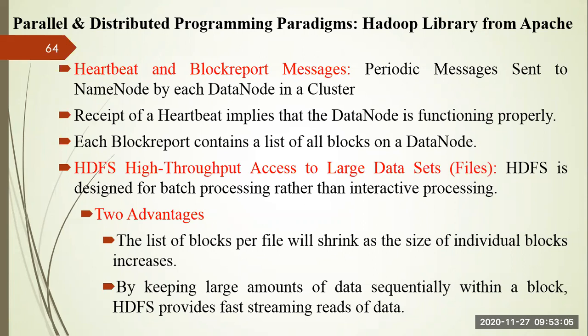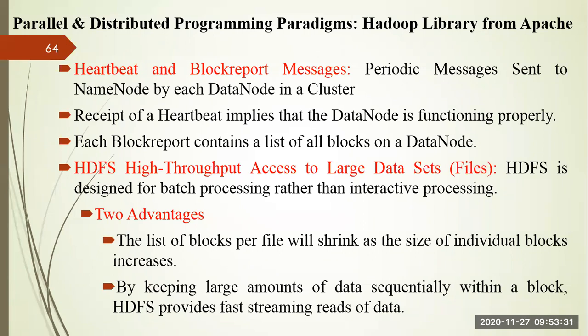HDFS gives high throughput access to large data sets because you are dealing with a set of files. HDFS is designed for batch processing, not interactive processing. You submit a batch of files into HDFS and you get the result. It is not interactive: you give a file, you get the result, you give another file, you get the result. So it deals with batch processing instead of iterative processing.